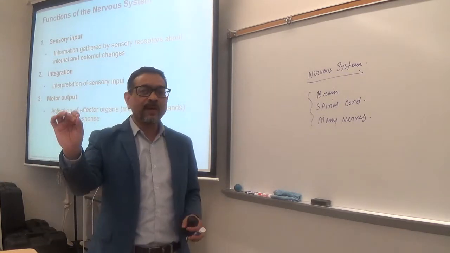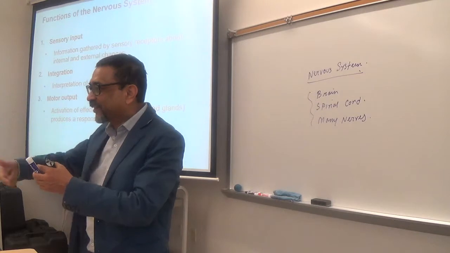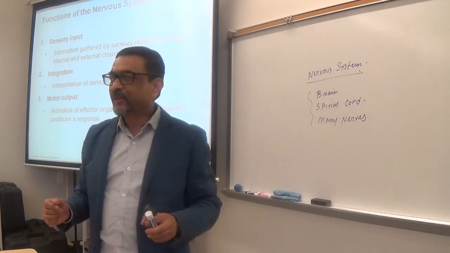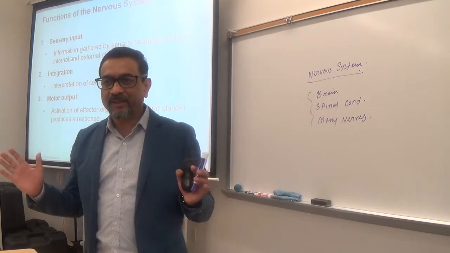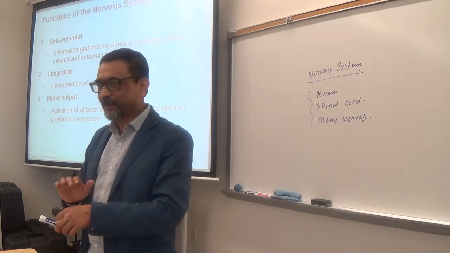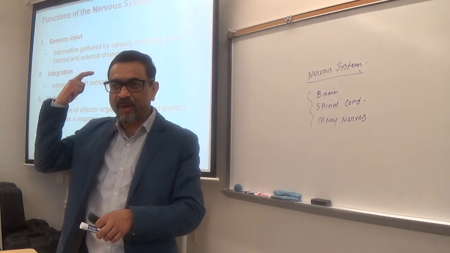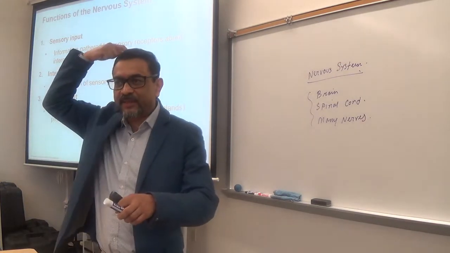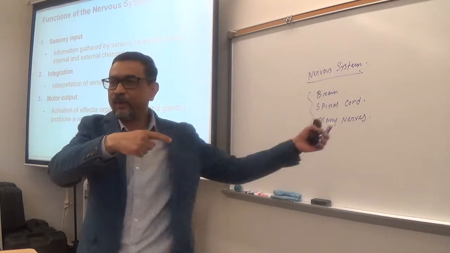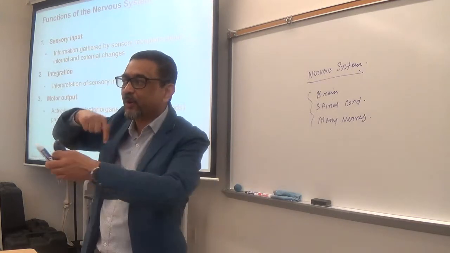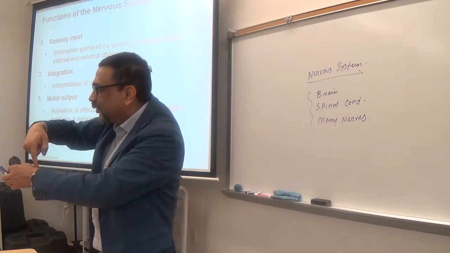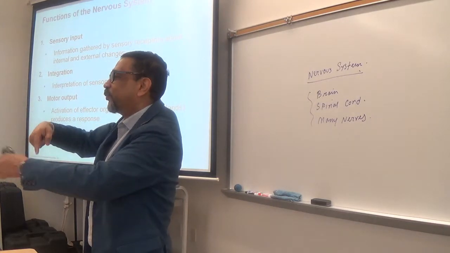Then the brain does what? Brain interprets. That I told you. What kind of touch is that, right? Is it harmful or not? Should I move my hand away or not, right? All those things. If you feel that it is too hot, your brain thinks it is too hot, the brain will do what? Will send a signal to the muscle of the hand to move the hand away, right? So that is called motor output. From the brain, the command is going to the muscle to perform the action.